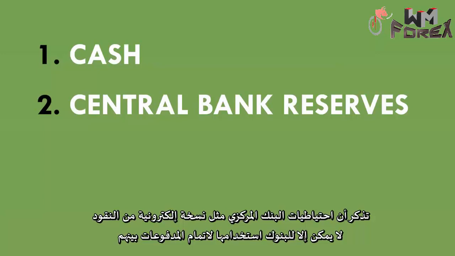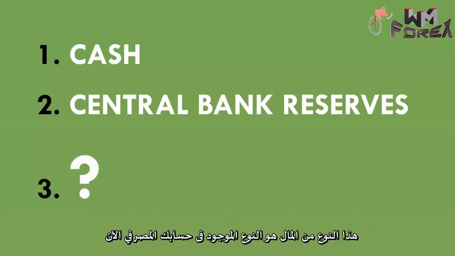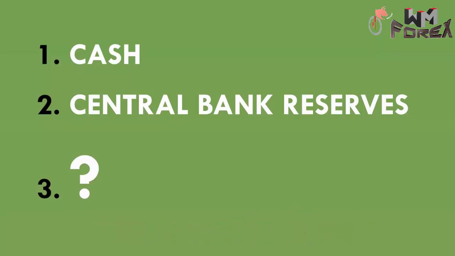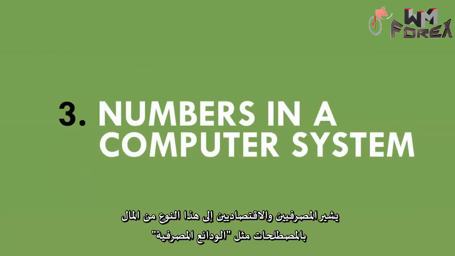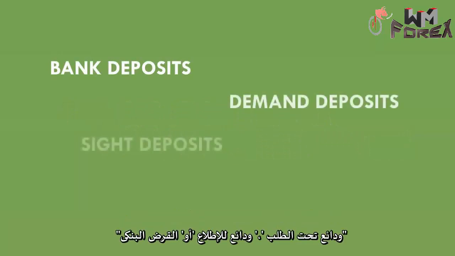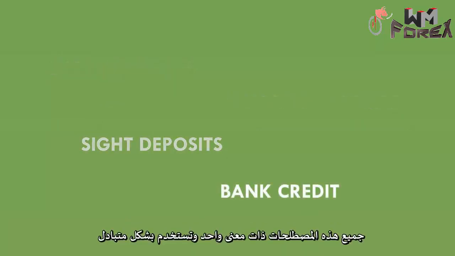The third type of money is a type of money that isn't created by the Bank of England, the Royal Mint, or any other part of government. This third type of money is the type of money that's in your bank account right now. This money is just numbers in a computer system. Bankers and economists refer to this type of money with jargon such as bank deposits, demand deposits, sight deposits, or bank credit. These terms all pretty much mean the same thing and are used interchangeably.